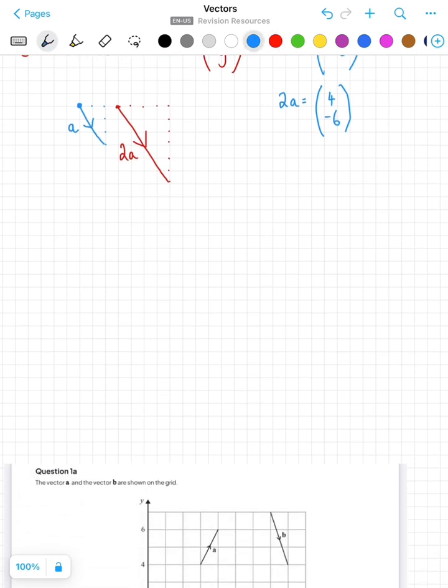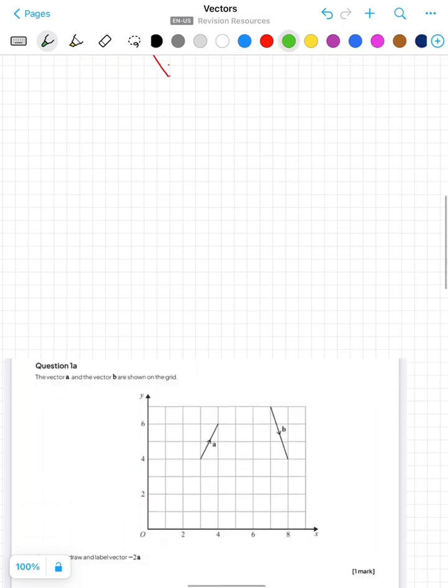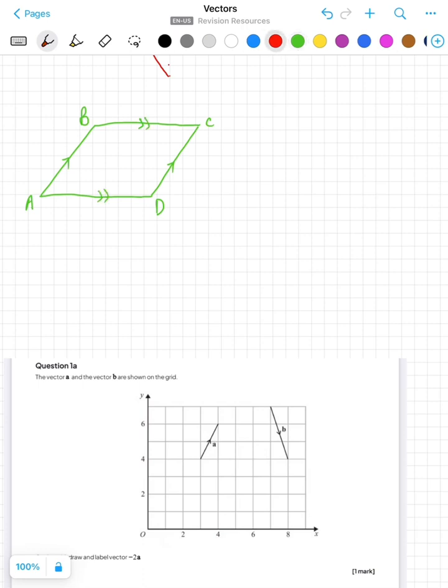Now before we get into some exam style questions, I just want to recap some key understanding before we look at more difficult vectors questions. I'm going to start with a parallelogram ABCD. It's very common to get parallelogram questions. Now just a reminder, parallelograms have 2 pairs of parallel lines.